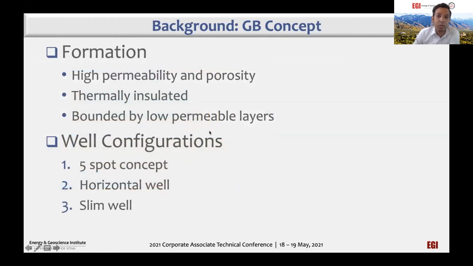For this GB concept, we need a good formation with high permeability and high porosity. We need thermal insulation on the top and bottom. Also, those top and bottom layers should have low permeability to minimize the heat and fluid loss. There are a few other configurations other than this two-well concept. There are the 5-spot concept, horizontal well, and slim well. I'll discuss them later.